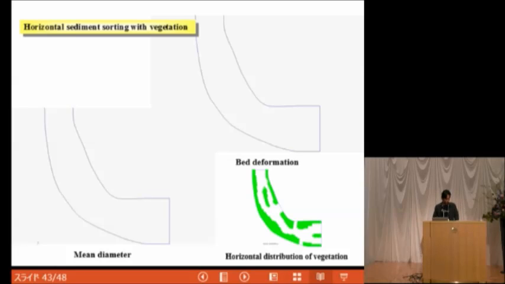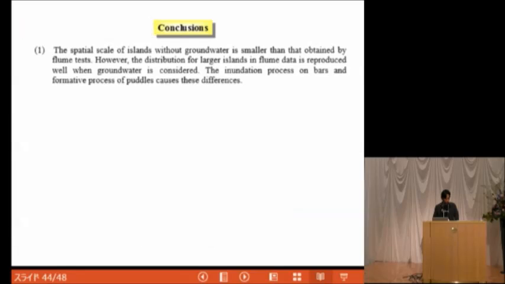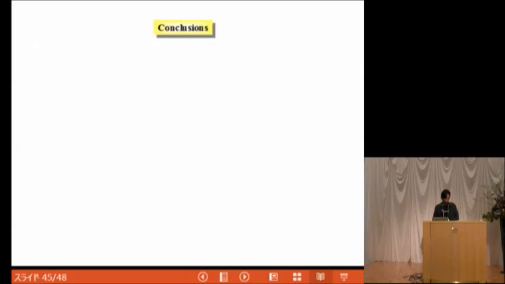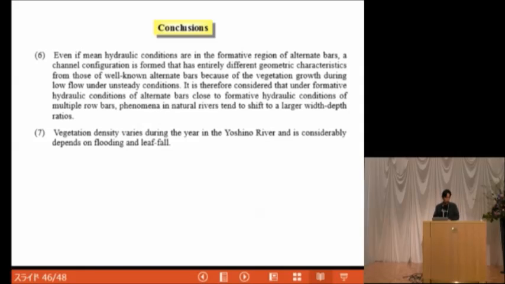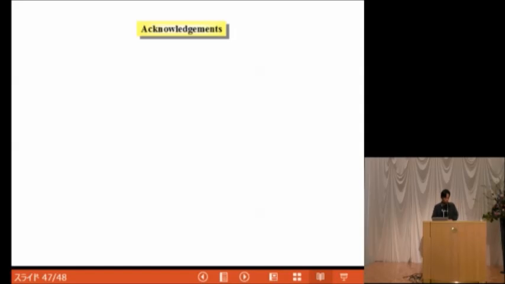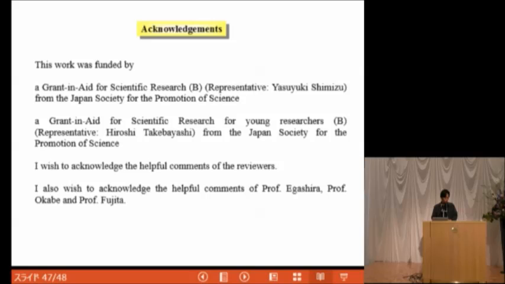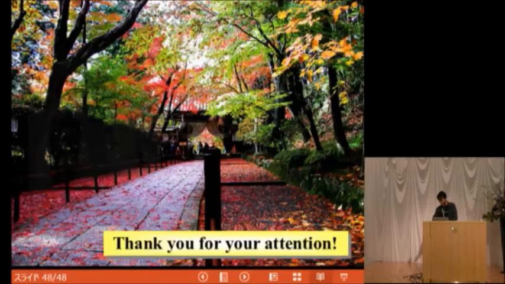Okay, I'm going to skip the conclusion. I'd like to say thank you. I got research funding from the Japan Society for the Promotion of Science, and I wish to acknowledge the helpful comments for the review of the paper, and also Professor Egashira, Professor Okabe, and Professor Fujita. Okay, thank you very much.